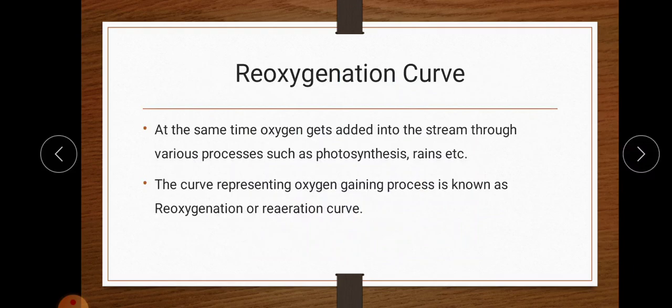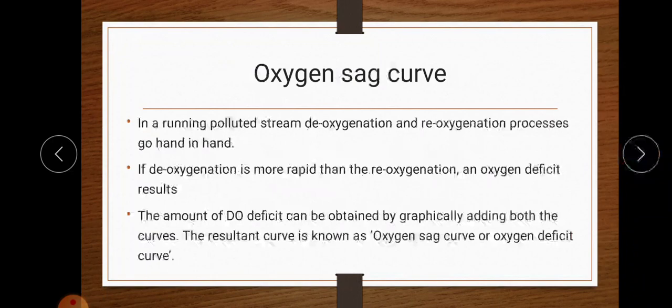Next is the reoxygenation curve. At the same time, oxygen gets added to the stream through various processes like photosynthesis, rains, etc. The atmosphere is supplying oxygen to the stream by processes like photosynthesis and rains. The curve representing this oxygen gaining process is known as the reoxygenation curve or re-aeration. In this process, the oxygen value is increasing.